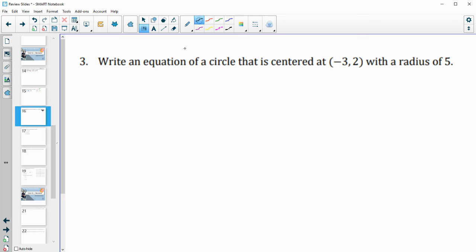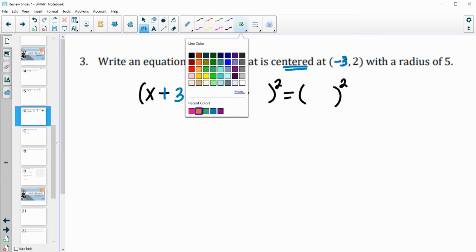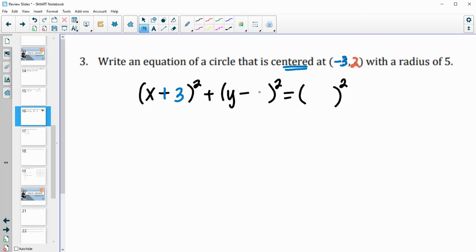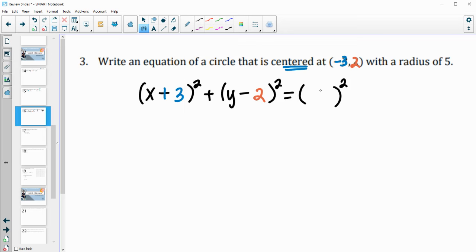Number 3, write the equation of the circle. So let me get this written out. So x minus our x coordinate squared plus y minus the y coordinate squared equals the radius squared. So remember that we'll take this x coordinate of the center, has to be of the center, and plug it in here. So x minus negative 3 squared, and then y minus the 2. So y minus the 2 squared, and then equals our radius, which is 5 squared.